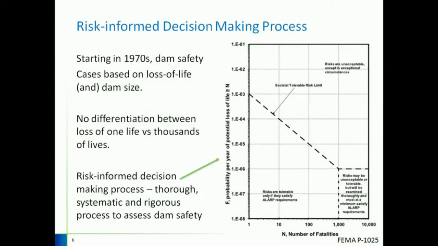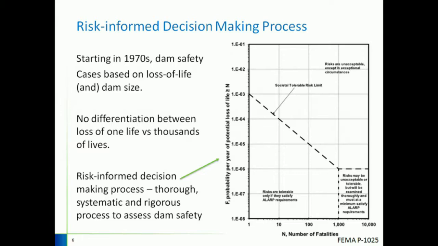So on the x-axis, we have number of fatalities. This is the most common way of using it, but this x-axis can also be cost. So it doesn't have to be always number of fatalities. But for our purposes, I think it makes sense to keep it this way rather than money. Here, probability per year of potential loss of life. So for a given loss of life, what is the probability for that to happen?